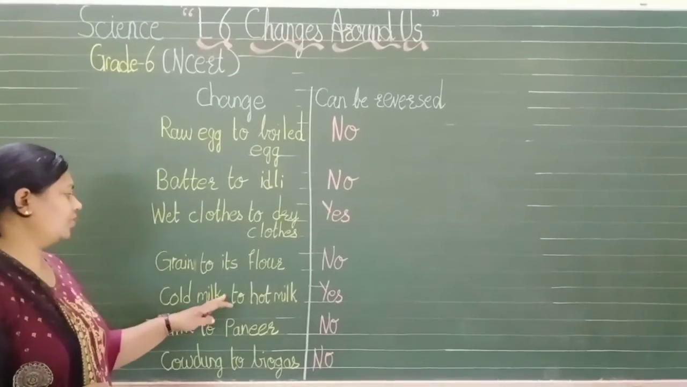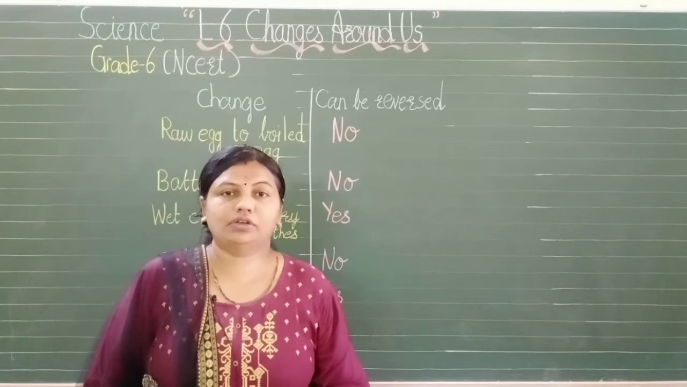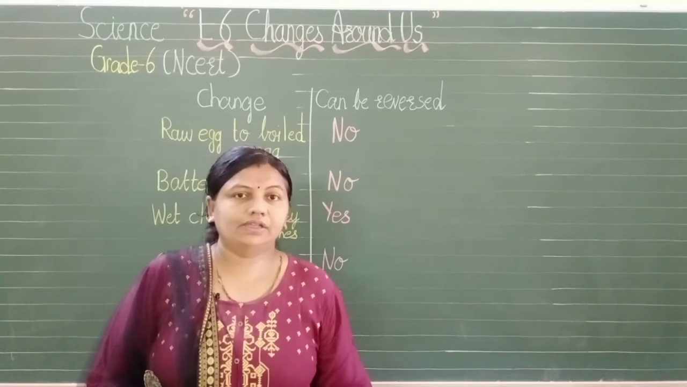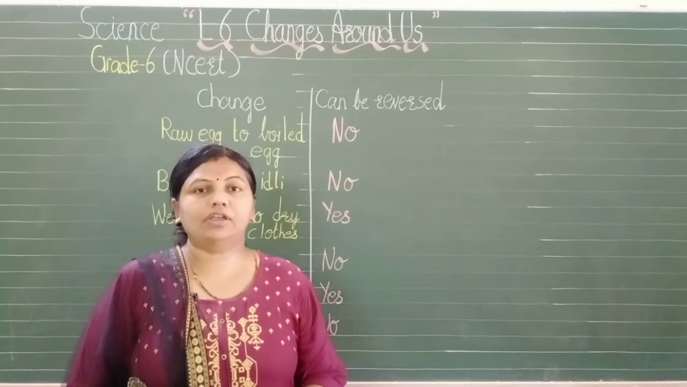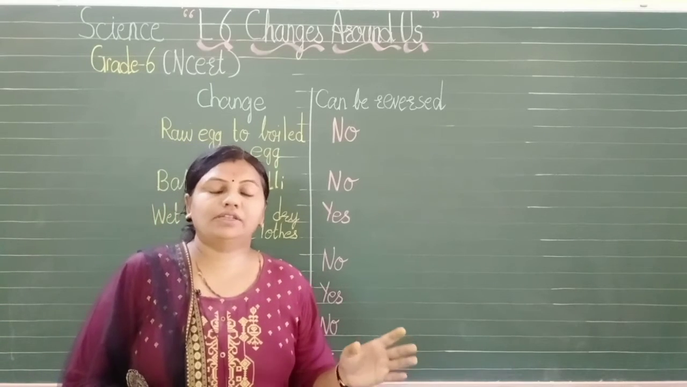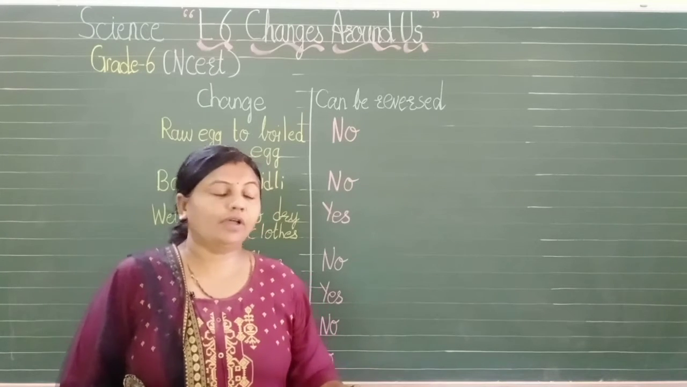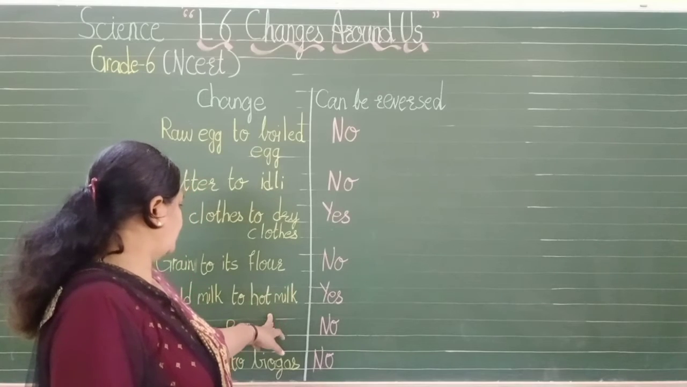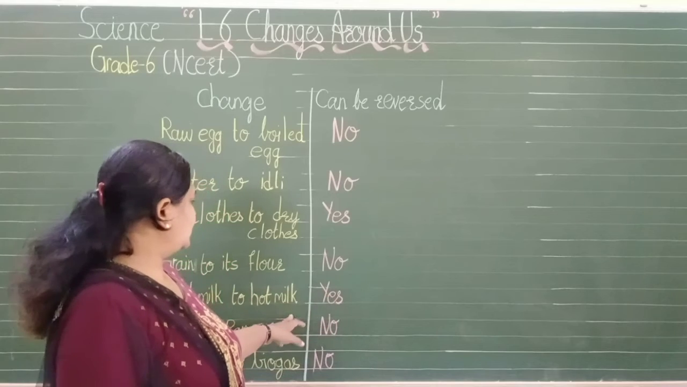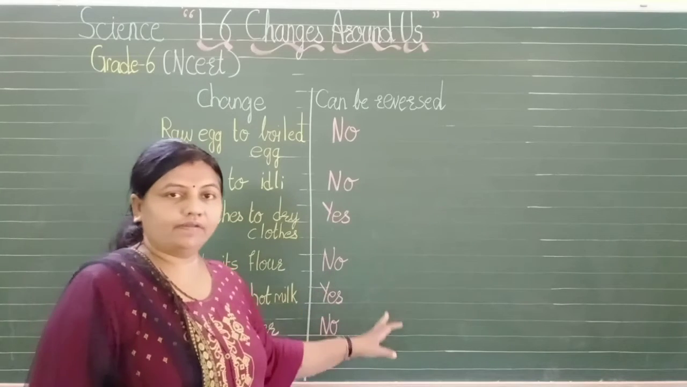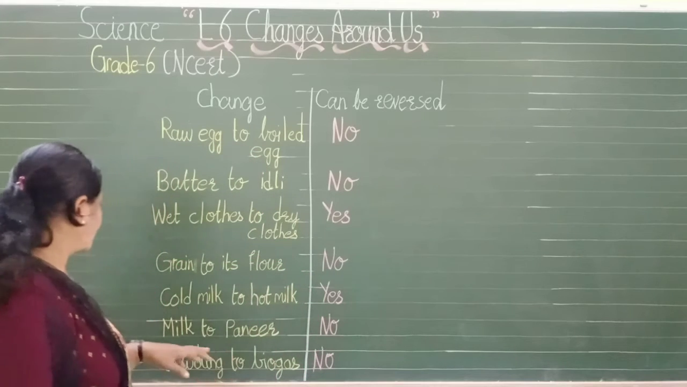Then cold milk to hot milk. Yes, in winter you like to have hot milk or hot tea. So it is possible, and if it is very hot we cannot drink it. So to some extent we can also cool it. If you keep it for a longer time, again that hot milk will be converted to cold milk. So the answer is yes, it can be reversed and it falls in the reversible category.